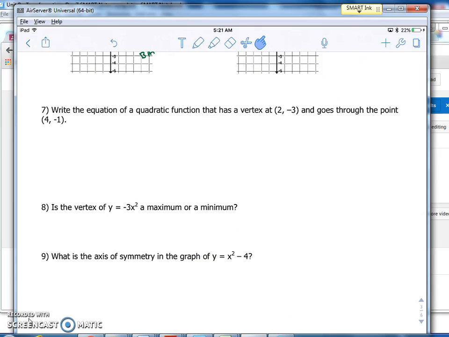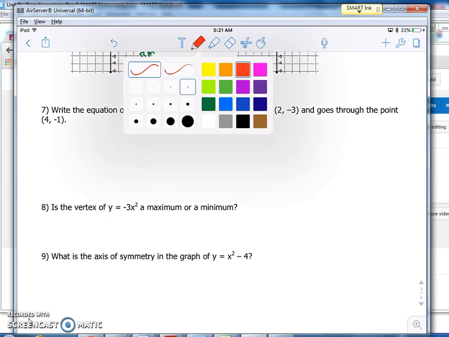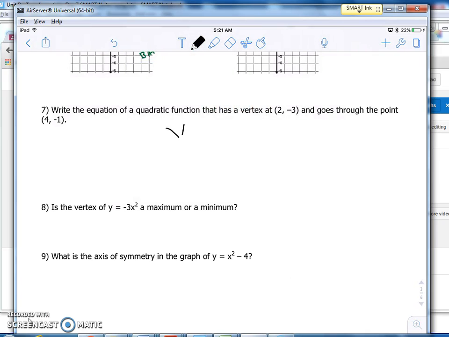Write a quadratic function that has a vertex and goes through the point. Vertex at 2, negative 3, and goes through the point 4, 1. So here we're going to use our vertex form, which is y equals a times x minus h squared plus k. I don't know that there's any real magic to this. You just kind of need to memorize. Remember that our vertex is at h, k, and the point is going to give us an x and a y.